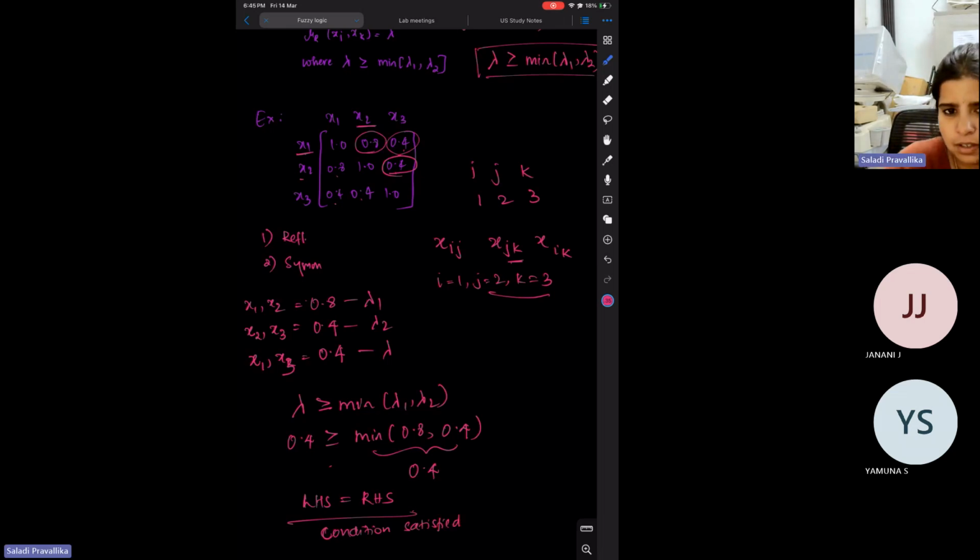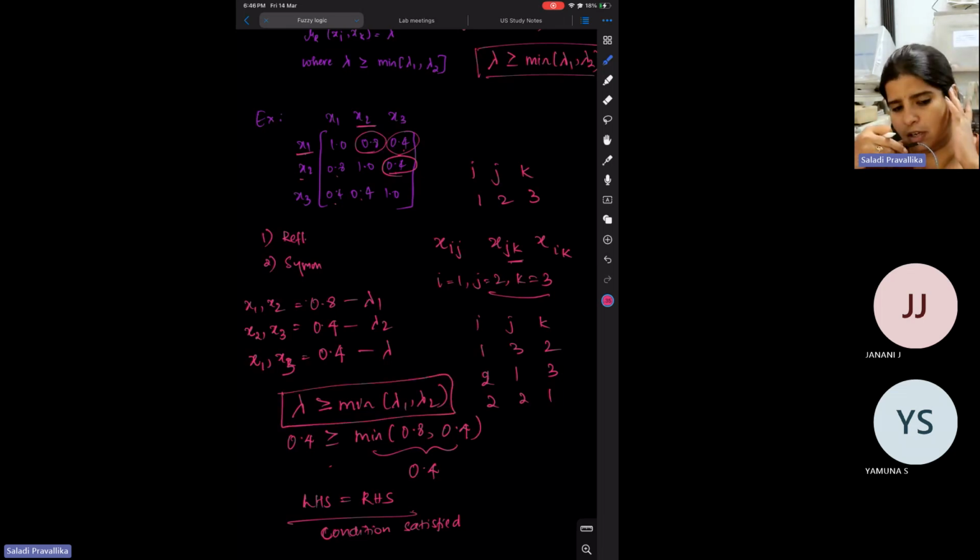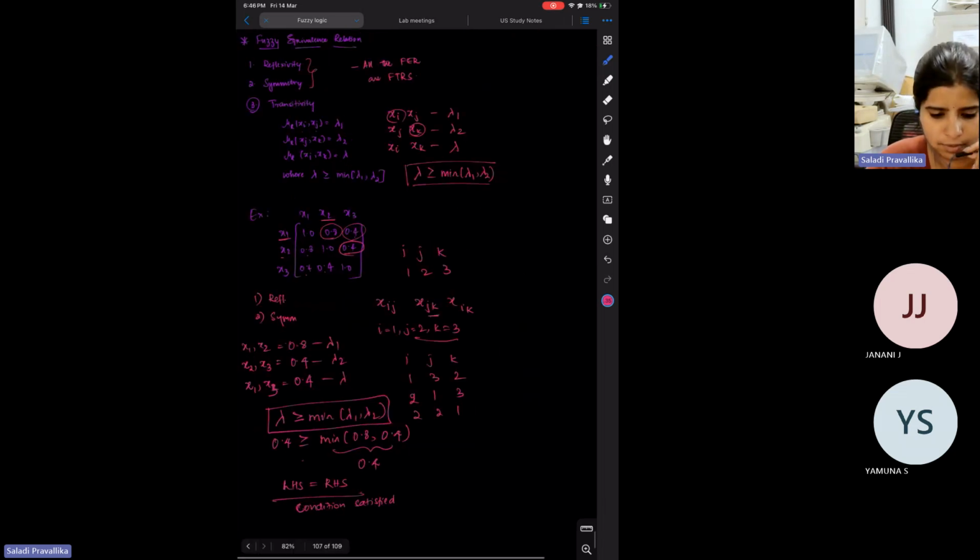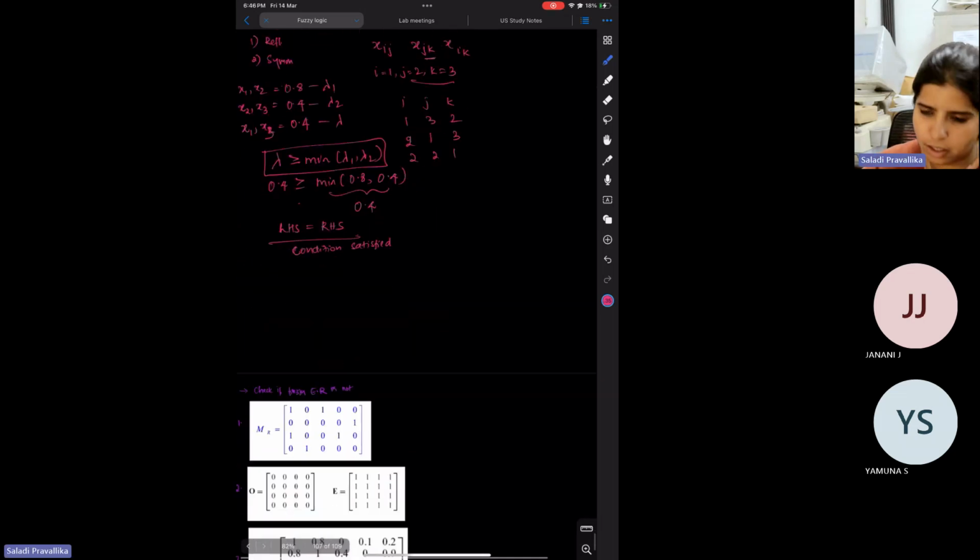So like this, you do it with respect to different ijk values. You can take ijk as 1, 3, 2, or 2, 1, 3, like random values, and you have to check at least a couple of them. All these values should satisfy this one main condition, which is lambda greater than or equal to the minimum of lambda 1 comma lambda 2. If that is satisfied, then the transitivity condition is satisfied. And when reflexivity, symmetry, and transitivity are satisfied, we call it a fuzzy equivalence relation. Okay, clear so far?